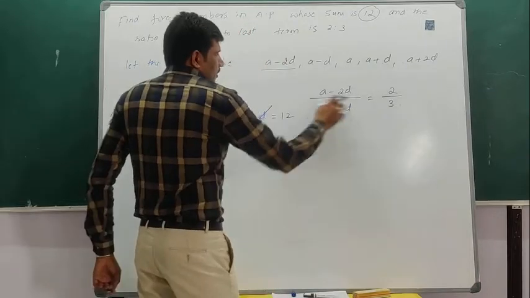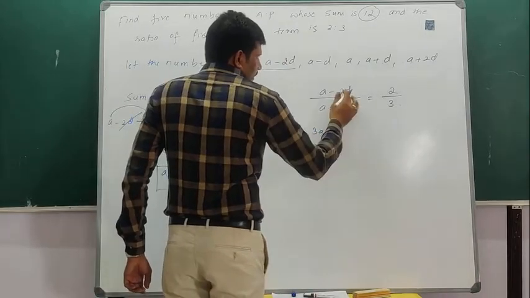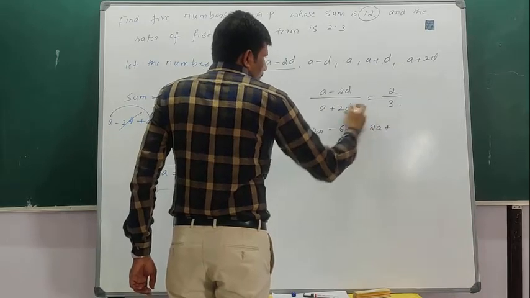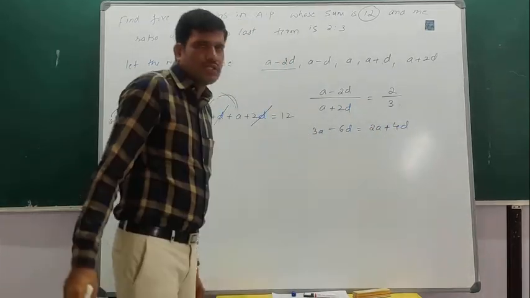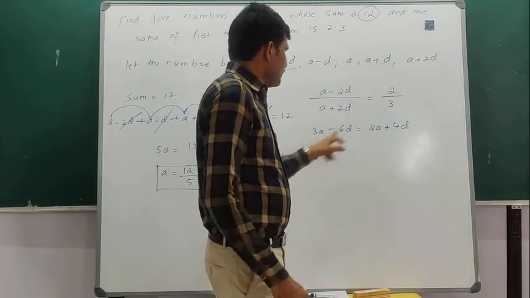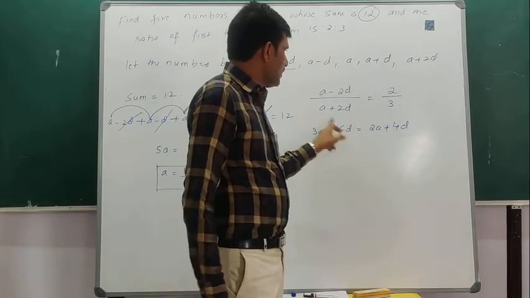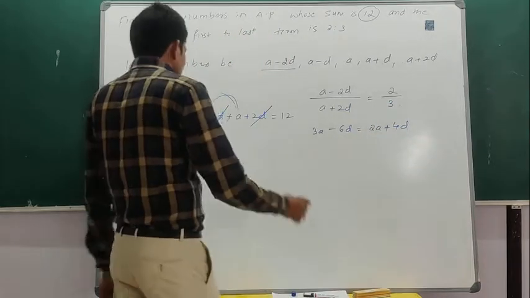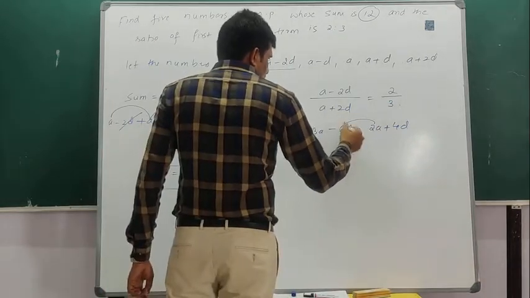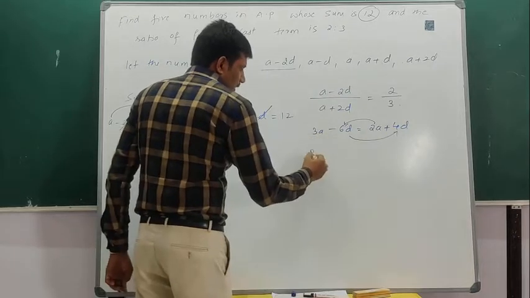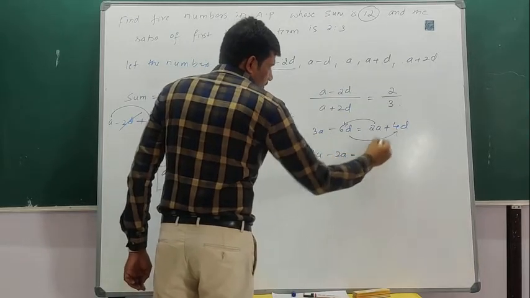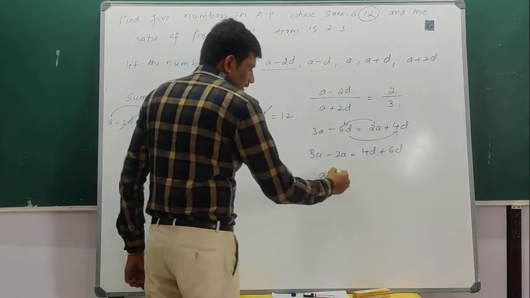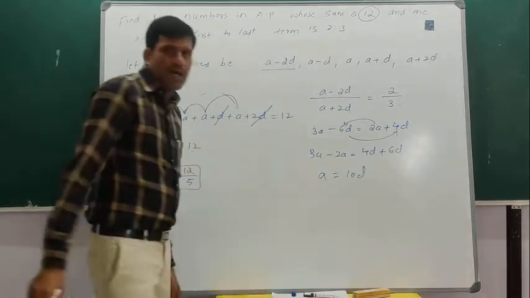Cross multiply this. 3 into A is 3A, 3 into minus 2D is minus 6D. 2 into A is 2A, 2 into 2D is 4D. Just cross multiply. Now bring this 2A here and 6D here. So 3A minus 2A is equal to 4D plus 6D. So 3A minus 2A is equal to 10D.